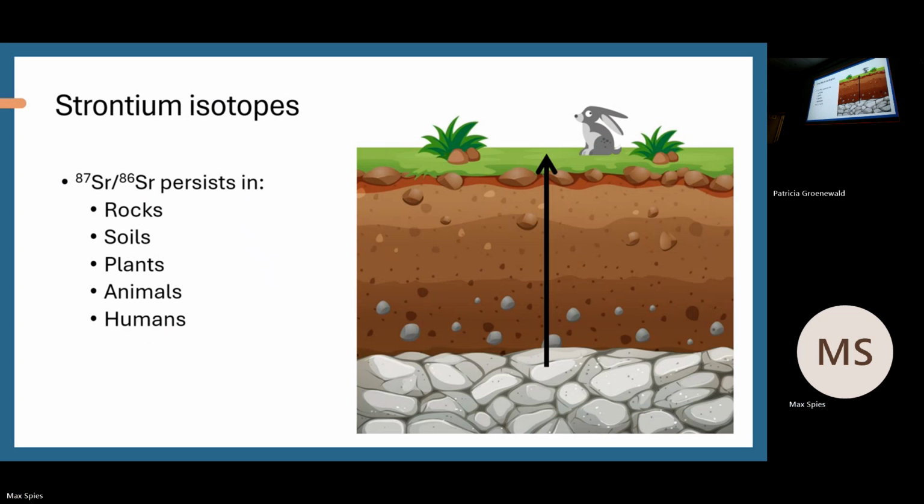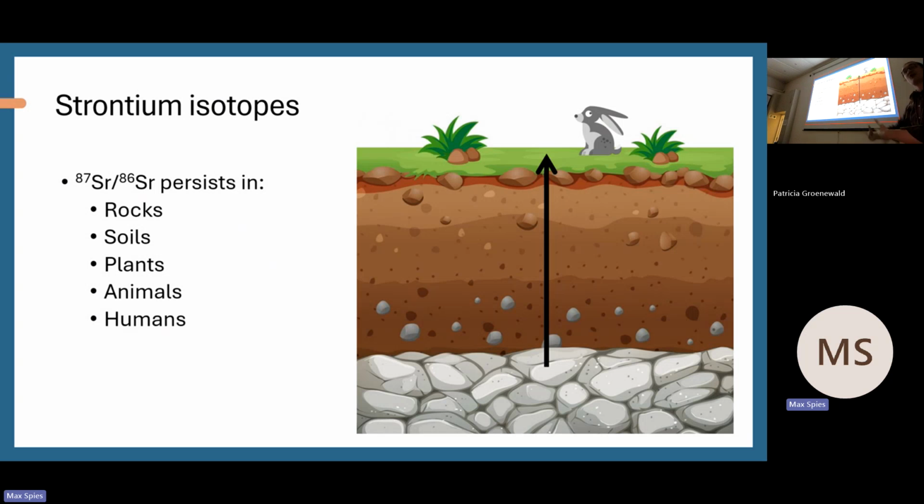So the important thing is that the ratio of 87 to 86 persists in the rock and in the soils that derive from those rocks, all the way up to plants and animals: plants that grow in the soil, animals that eat those plants, humans that eat the plants and animals in that region. So your strontium 87 to 86 ratio represents a location. And that's how it can be used for estimating origin and estimating provenance.